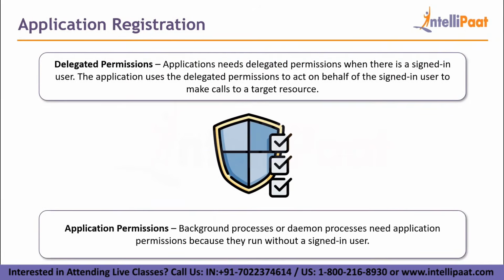So now there are two permissions which take place in Azure AD, especially for application registration. The first one is delegated permissions. When there is a signed-in user, the application uses the delegated permissions to act on behalf of the signed-in user to make calls to a target resource. So delegated permissions are used only when there is a signed-in user, and the application uses these permissions to act on behalf of the signed-in user to make calls to a target resource, which can be any Azure service.